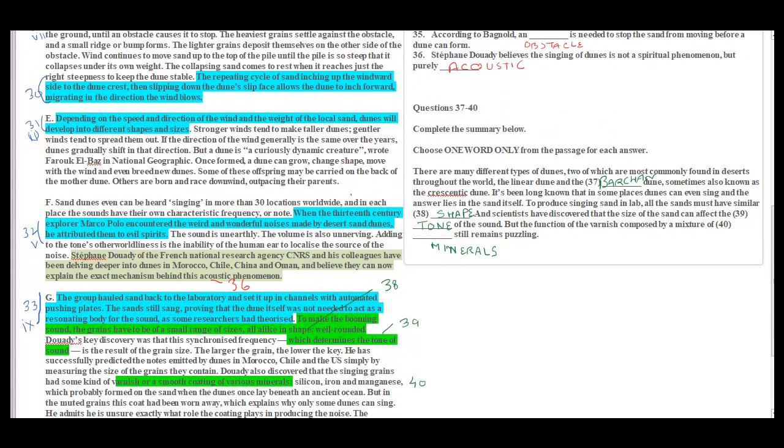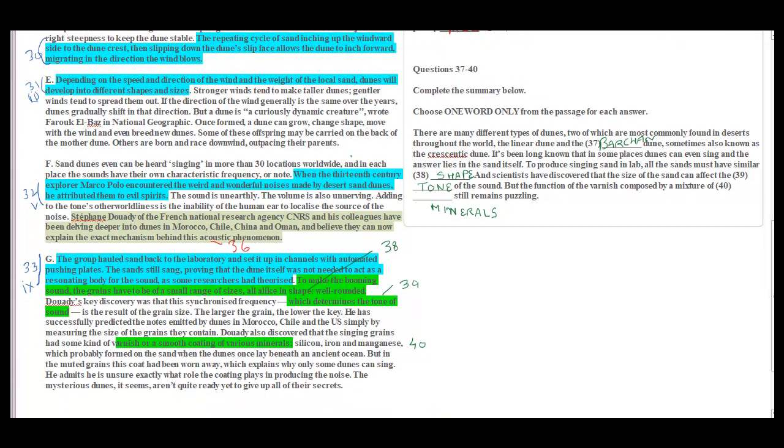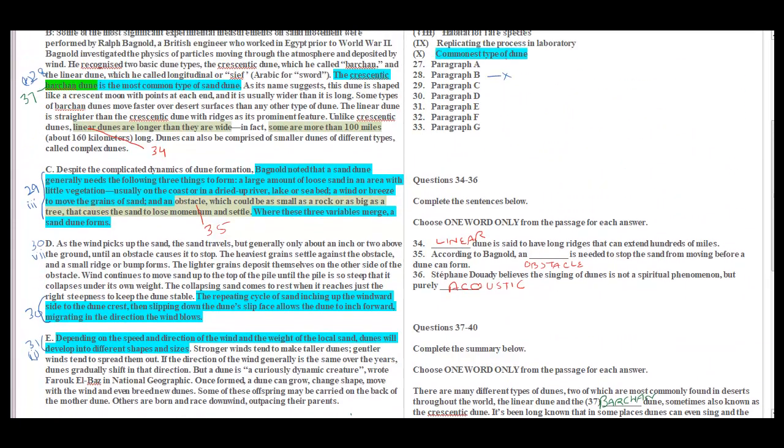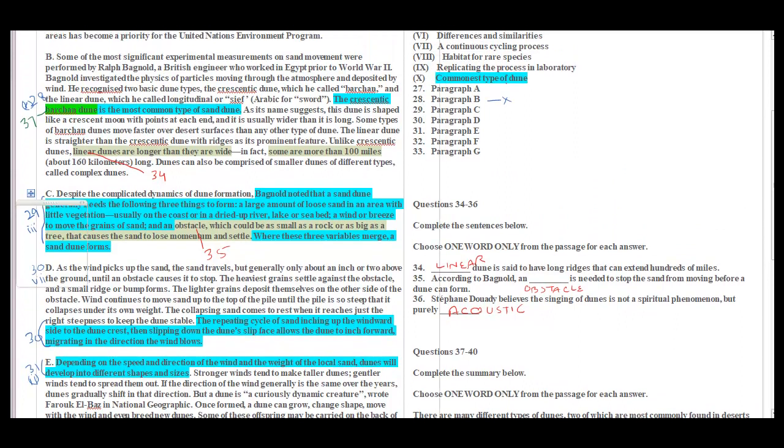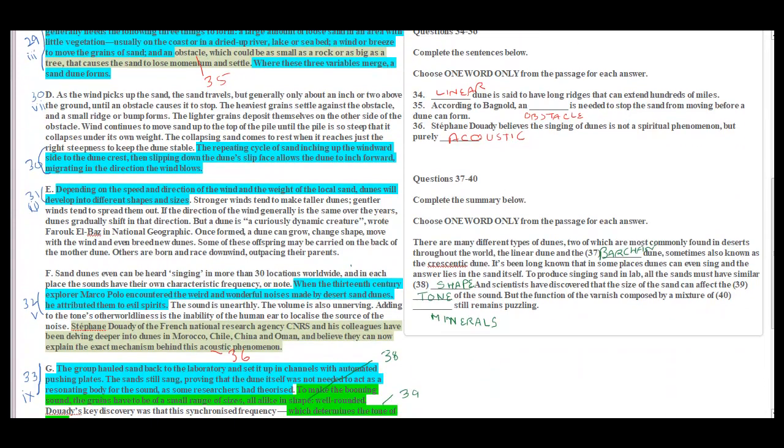Now questions 37 to 40 are the summary completion. We will have to write only one word. Let's study. There are many different types of dunes, two of which are more commonly found in deserts throughout the world. The linear dune is given first, and the dash dune. So this indication is given in paragraph B. There are two types of dune. Linear dunes is given below, and above it is given the crescentic, the barchan dune. The name is given, barchan dune. So you have to write down barchan.